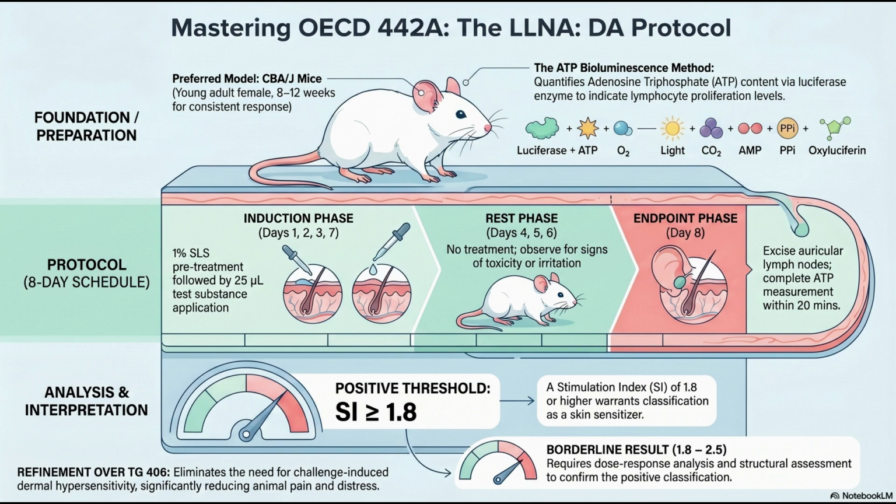The second major pitfall is more conceptual. The LLNA DA utilizes ATP as the absolute proxy for cell count. But consider what happens if the test chemical itself is an ATP inhibitor or contains enzymes that actively degrade ATP. Oh, wow. If the chemical destroys ATP upon contact, the luciferase reaction has no fuel. Exactly. The luminometer will record near zero light even if the lymph nodes are massively swollen with millions of proliferating immune cells. It creates a catastrophic false negative.